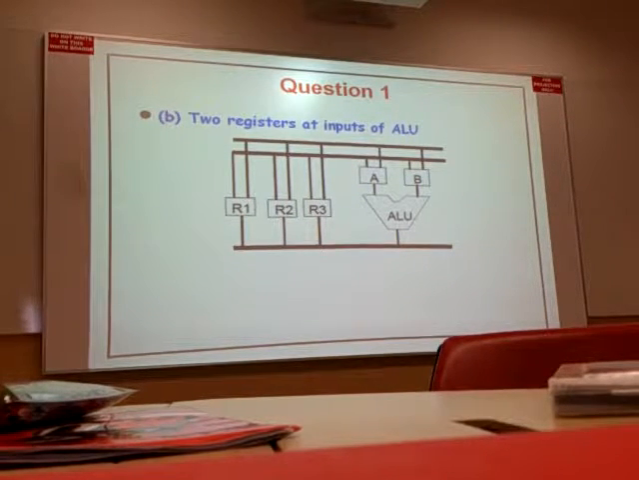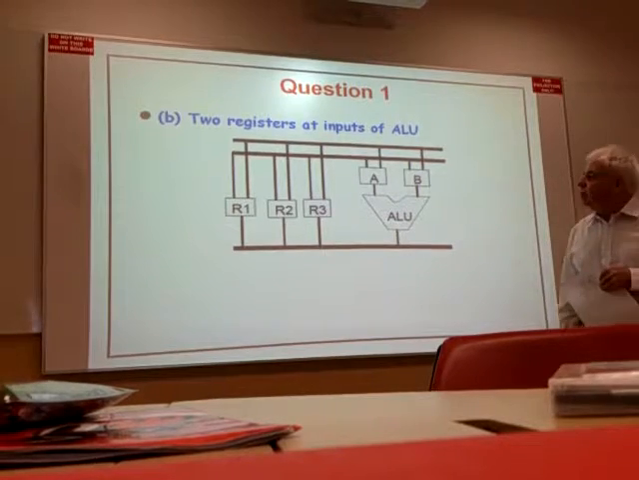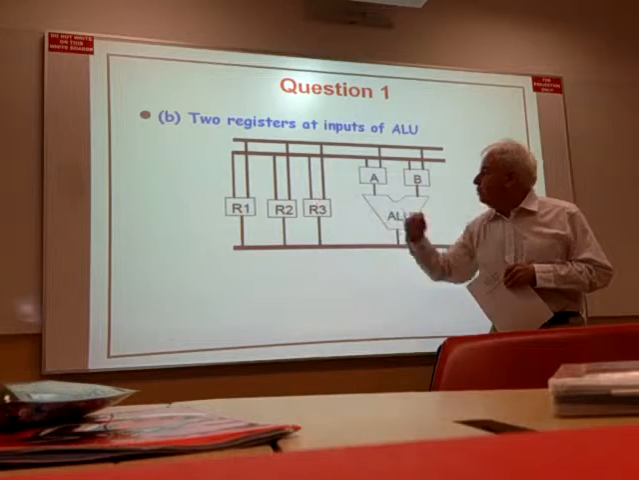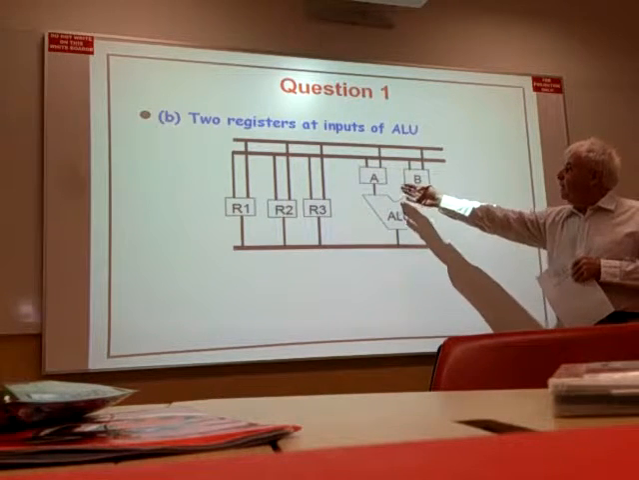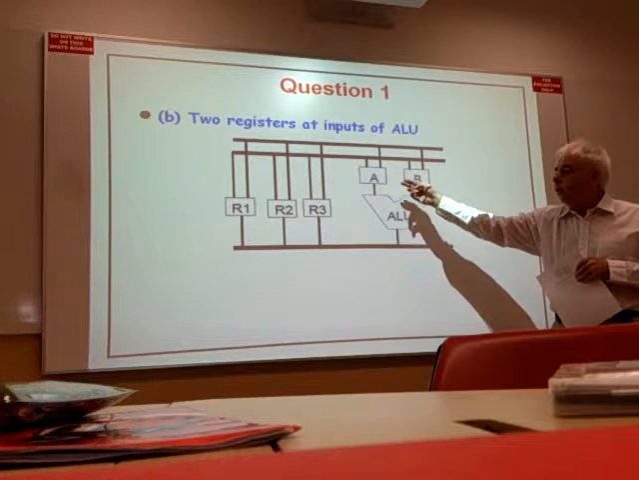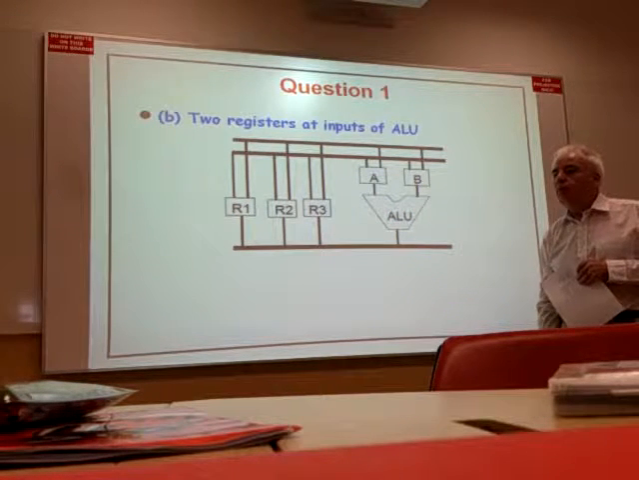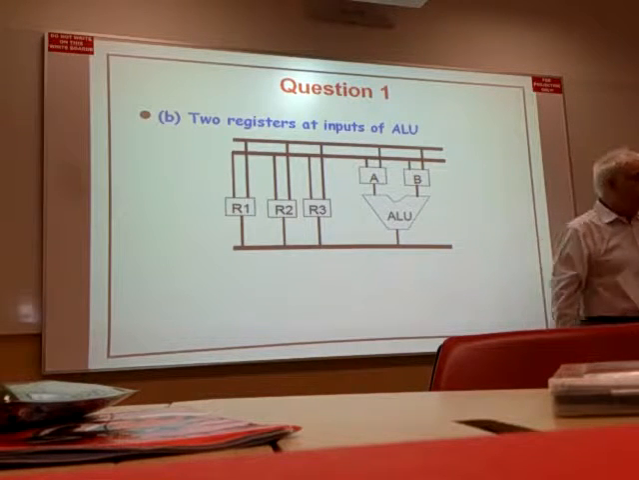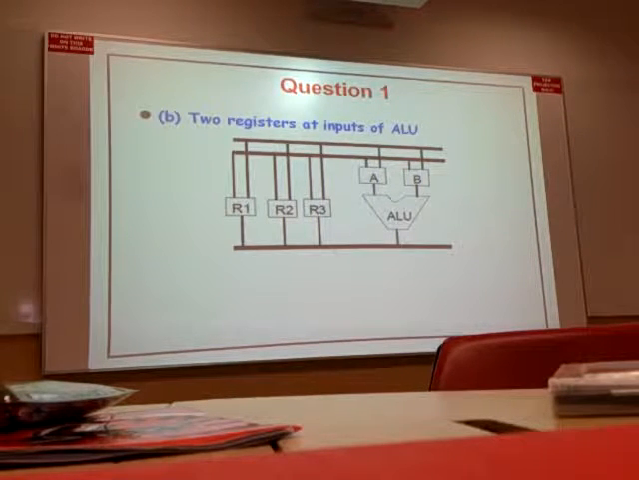Okay, so now we're given a slightly different architecture. We still have 3 buses, and we have the 3 registers, but we put some registers on the inputs of the ALU. So the direction of the data paths is the same as before.